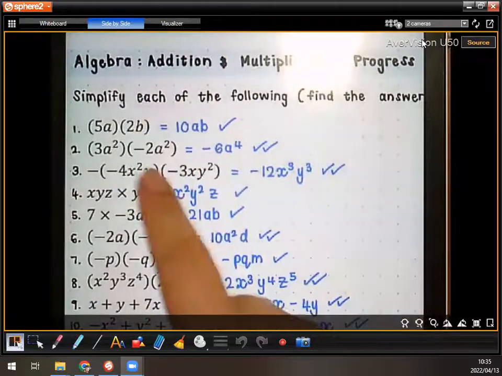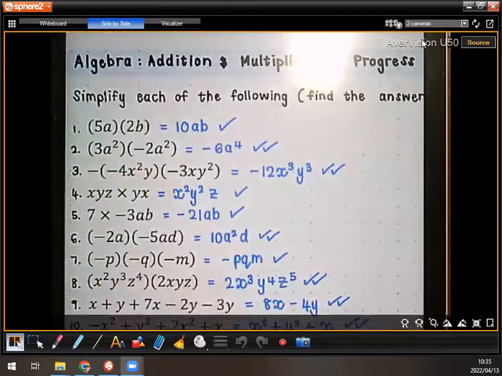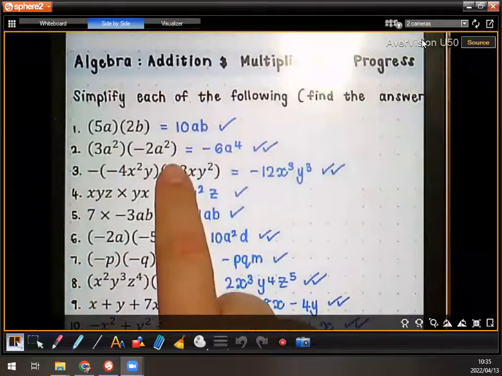Now guys, for this one, a few of you subtracted. So a few of you said 3a squared minus 2a squared. All right, but that's not subtraction there. If you have two brackets next to each other, you're timesing it. Okay. For the next one there, you have a negative times a negative times another negative.